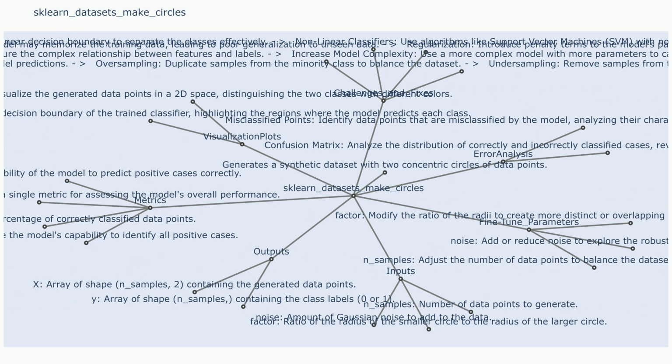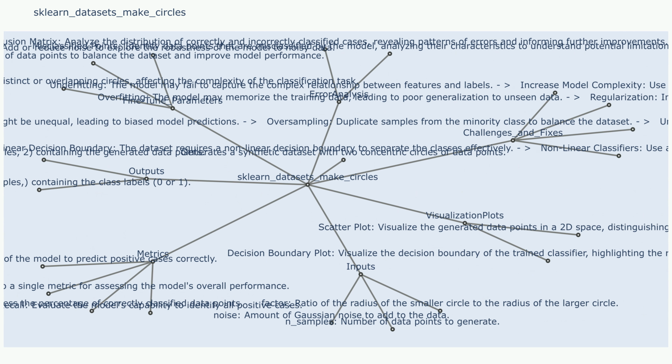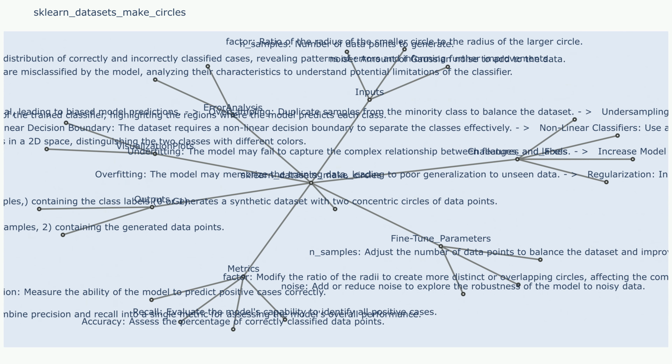Steps: the function starts by generating a specified number of points for each circle, ensuring that the number of points for each circle is roughly equal. For each circle, the points are distributed uniformly on the circumference. The smaller circle is then scaled by the factor parameter, determining the relative size of the inner circle compared to the outer circle. Finally, the points from both circles are combined into a single dataset, and the corresponding class labels are assigned. Metrics: accuracy: this metric measures the percentage of correctly classified points.